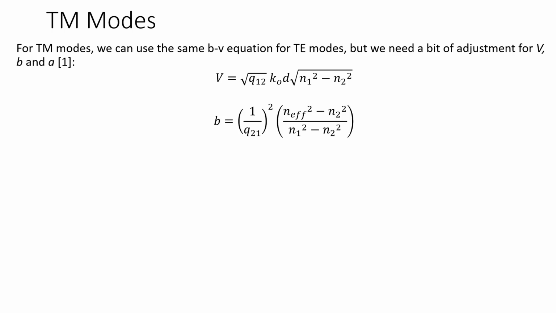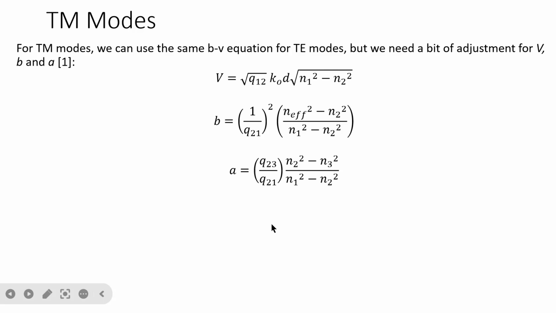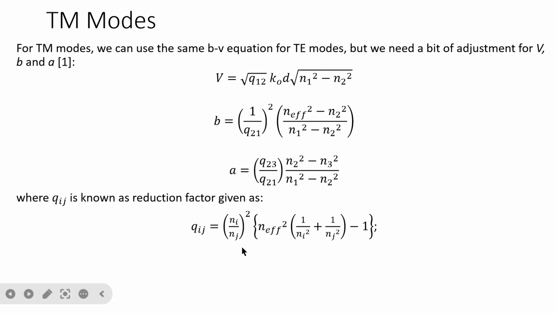And for B, you need to add this factor in. And for A, the asymmetry factor, you need to add this factor. So how can you calculate this Q of 1, 2, Q of 2, 1, Q of 2, 3, for example? We are all based on this formula.